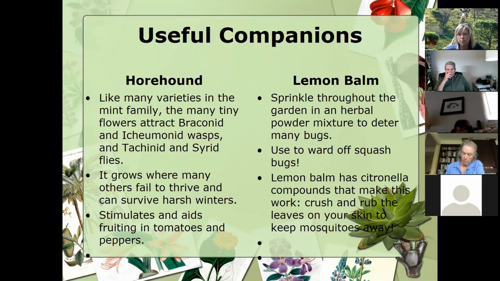Lemon balm, you can sprinkle that throughout your garden in an herbal powder mixture. That's going to help deter a lot of bugs, again, just because it's so fragrant. It can fend off squash bugs. It does have those citronella compounds, so just crush and rub the leaves on your skin. That can help keep the mosquitoes away when you're outside working in the garden. Plus, you'll smell really nice too.